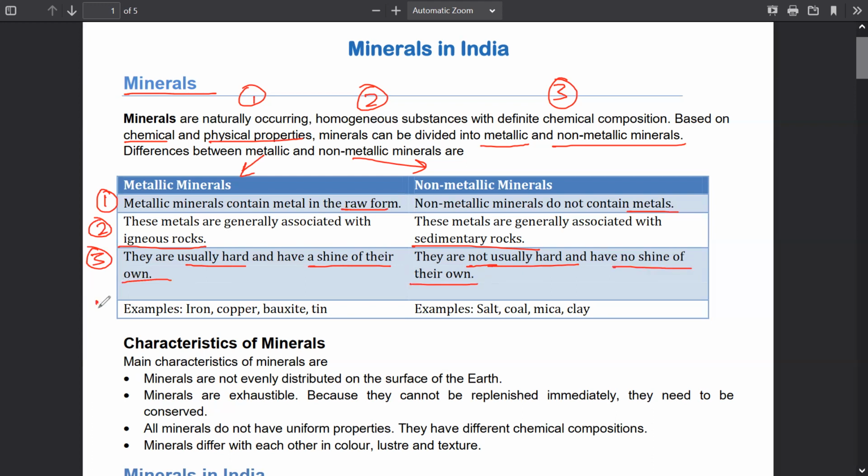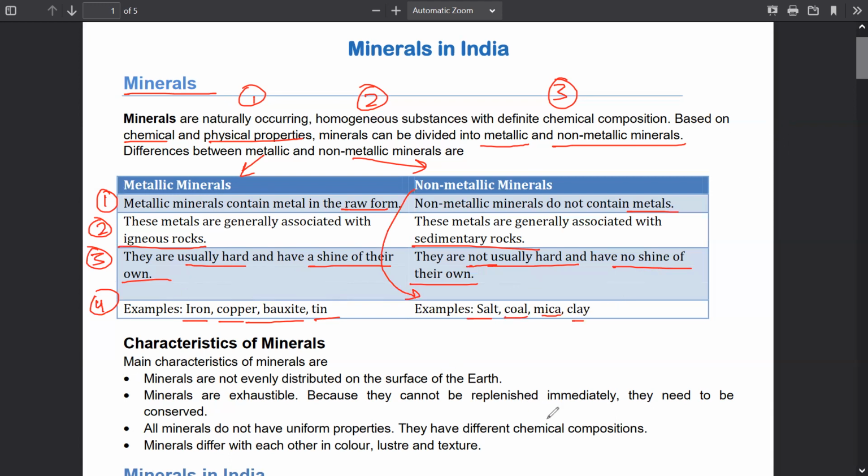And then finally, the fourth point. One more thing that I would like to say is that examples do count as points. So don't think that examples do not count as points and that you just include them in the first point. Even if you add a separate point of examples, it will be counted as a genuine point. So the fourth point is iron, copper, bauxite, tin. These are examples of metallic minerals, and the examples of non-metallic minerals are salt, coal, mica, and clay.